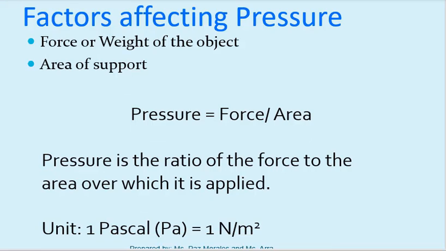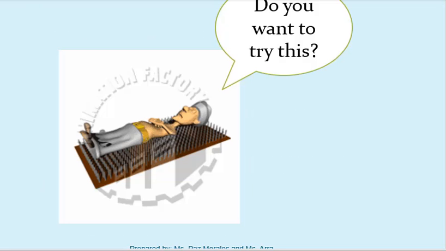Okay, so you can see here the different factors affecting pressure, wherein we have force, or the weight of the object, and then the area of contact, or the area of support. Mathematically, we can define pressure as force over area, or pressure is the ratio of the force to the area over which it is applied. The standard unit for force is newtons, and for area we have meters squared. 1 newton per meter squared is equivalent to 1 Pascal.